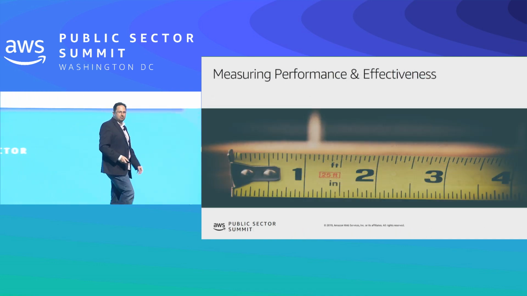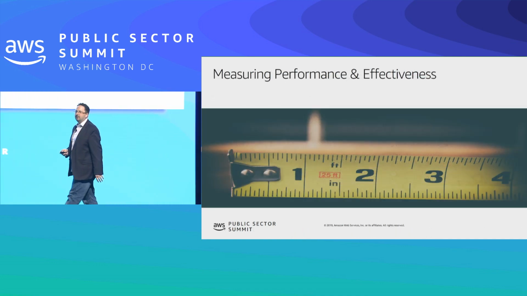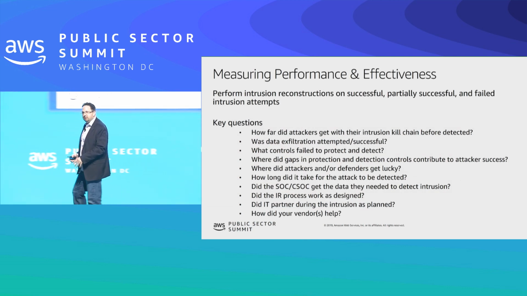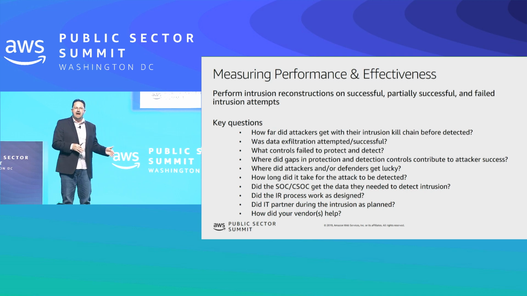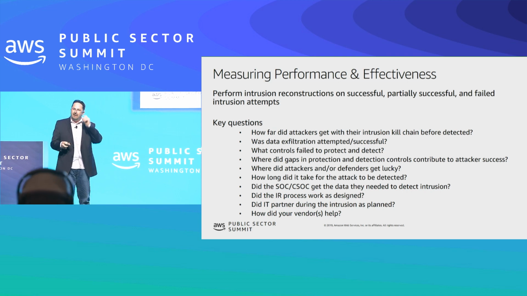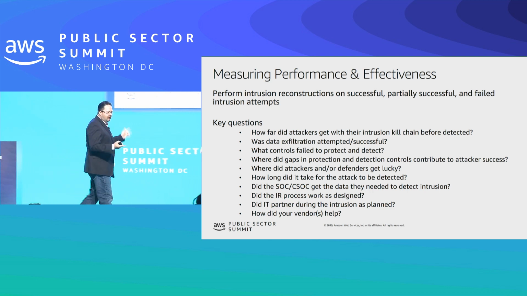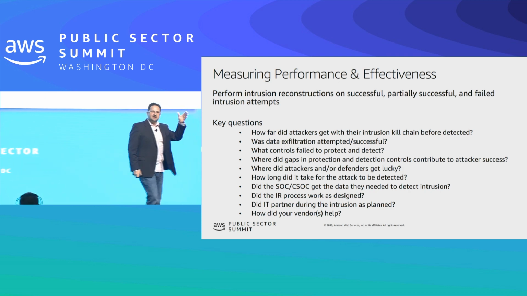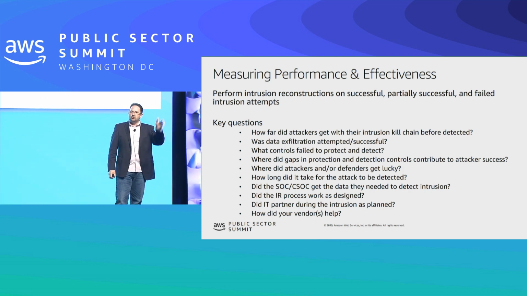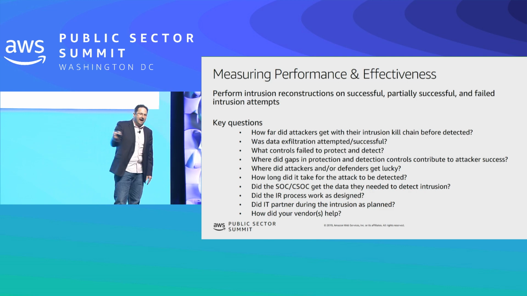All right, so now let's measure performance. This is what I really love about this strategy, is how to measure performance. You're going to do intrusion reconstructions to understand how your approach is performing with the bad guys, right? What you're trying to do with an intrusion reconstruction is figure out, how did the bad guys not get stopped in phase 1, 2, or 3? Like, how did they get to the exploitation phase?